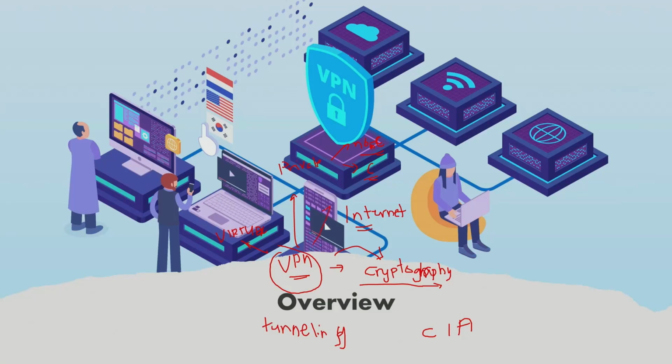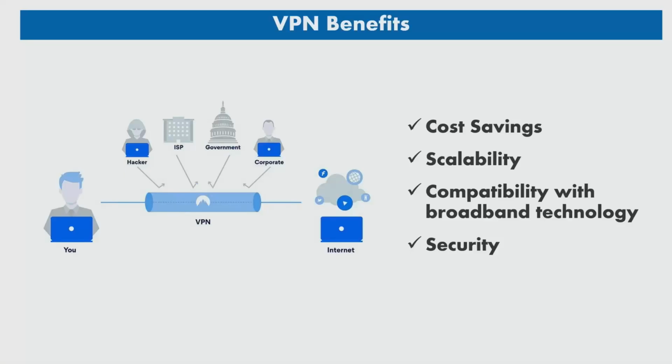And of course, the last one is the network. This refers to the computers, devices, and resources that are linked together to share information. So when we speak about VPN, you should also have an understanding of what cryptography really is. Okay, so this is just an overview.